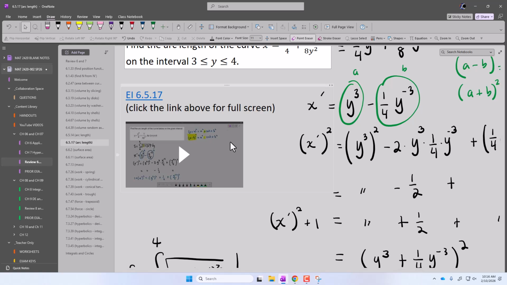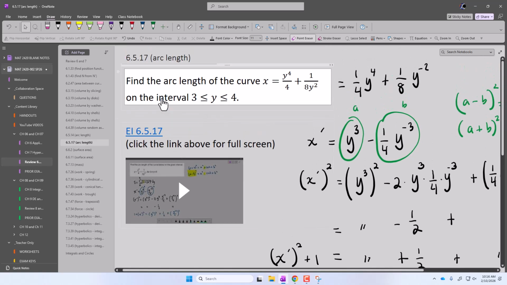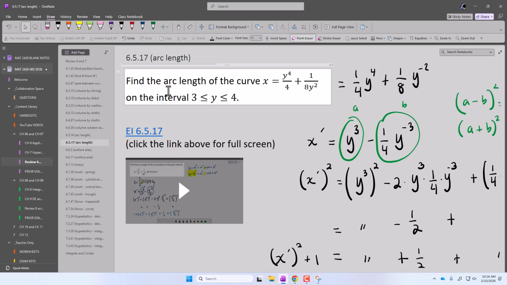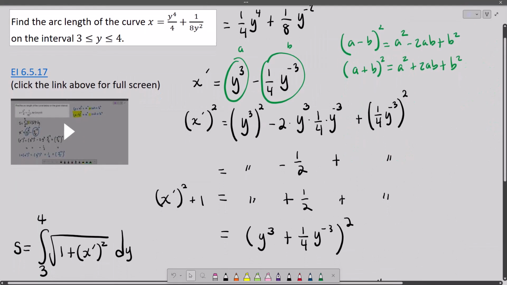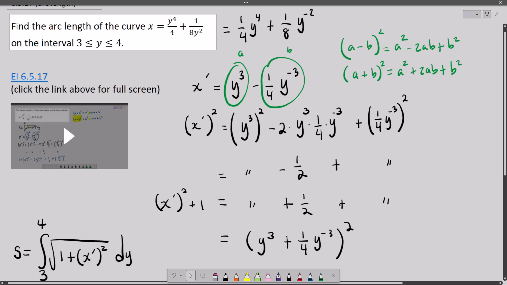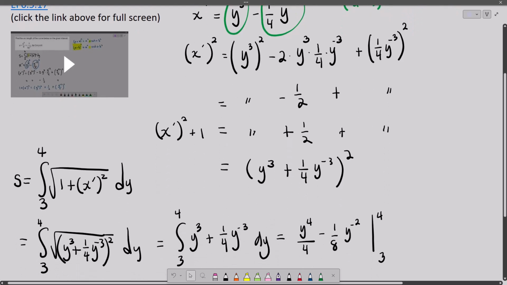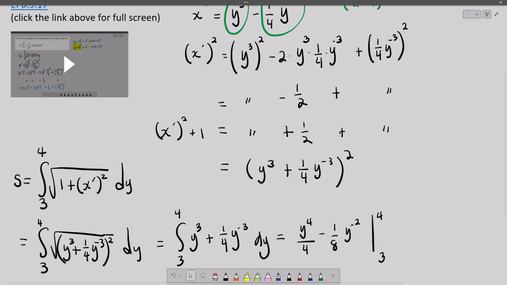Okay. So where does the plus 1 come from? That's from our formula for arc length. Our general formula for arc length is right here, S equals the integral of the square root of 1 plus x prime squared. That's our formula for arc length. And so over here, once we have our x prime, we square it and then add 1 so that we can then fill it into the inside of that square root.